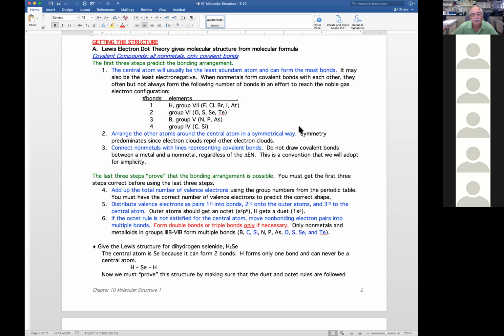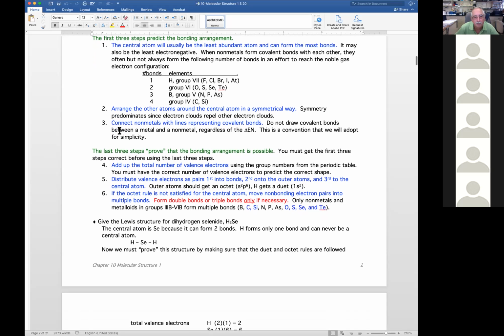My finger and hand workout using those models. So then what we do is we simply connect nonmetals with lines representing covalent bonds. And we will not draw covalent bonds between a metal and a nonmetal, regardless. For no reason will we do that. This is simply a convention that we'll adopt. It just makes everything more simple.